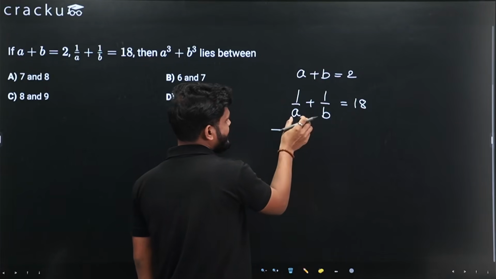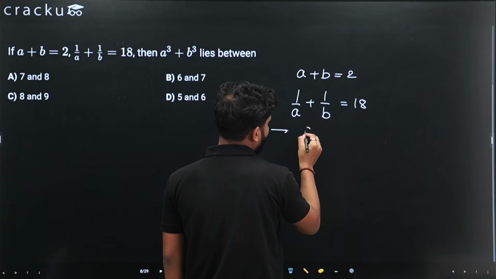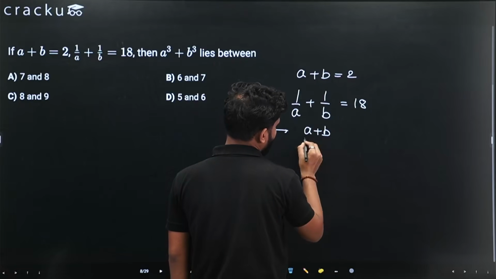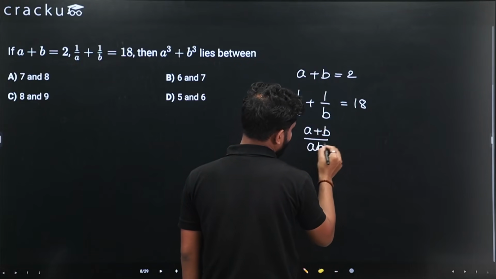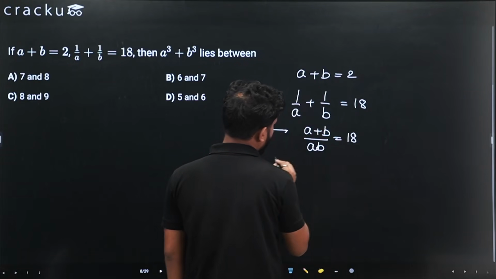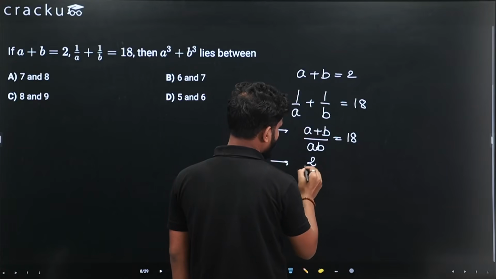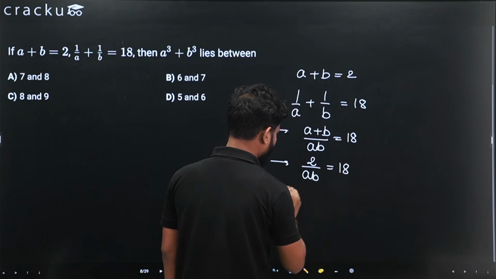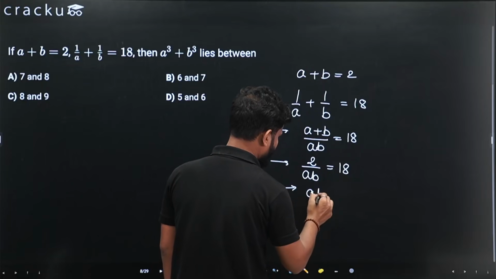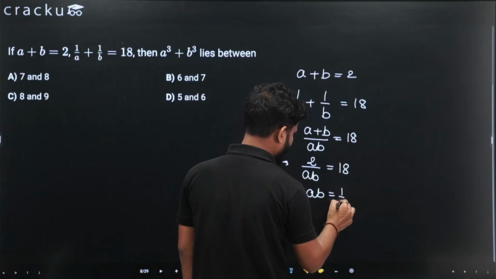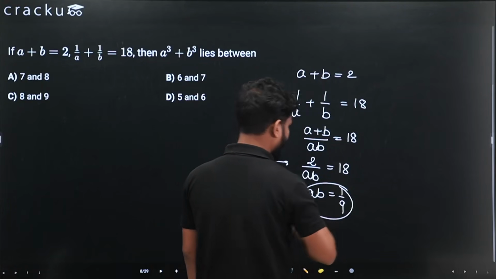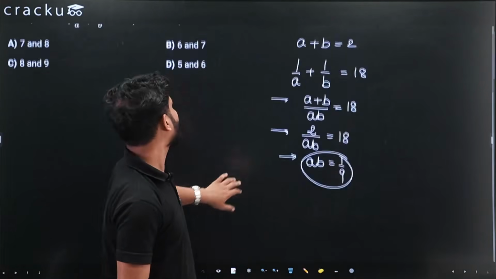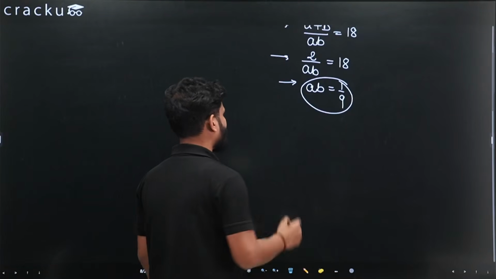Can I write 1 by A plus 1 by B as A plus B upon AB? So this will be equal to 18. What is A plus B? It is 2. So 2 upon AB is equal to 18, or AB is equal to 2 upon 18, which is 1 by 9. So AB will be 1 by 9. Now you need to find A cube plus B cube.